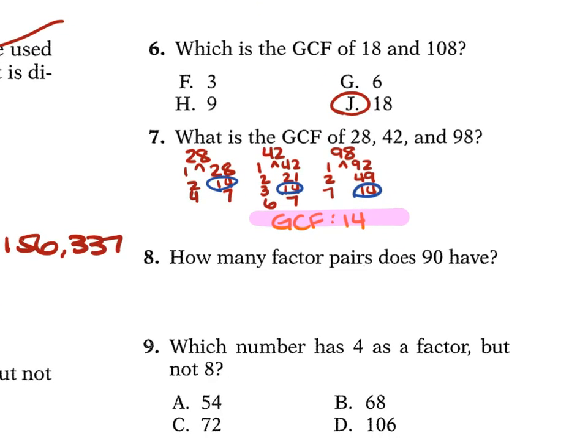For 8, it asks how many factor pairs does 90 have? So for 90, we have 1 and 90, 2 and 45, 3 and 30, 4, no, 5, yes, 5 goes into 9 once with 4 left over, so that's 18. 6 goes into 9 once with 3 left over, so that's 15. 7, no, 8, no, 9 and 10. 11, no. 12, no. 13, no. 14, no. 15, yes. So how many factor pairs is this? 1, 2, 3, 4, 5, 6 factor pairs.